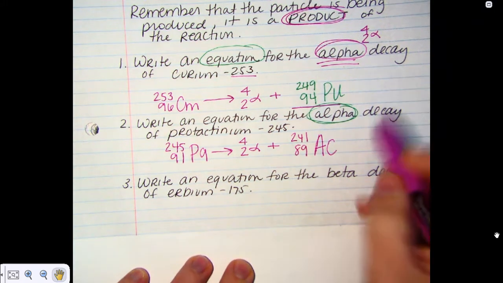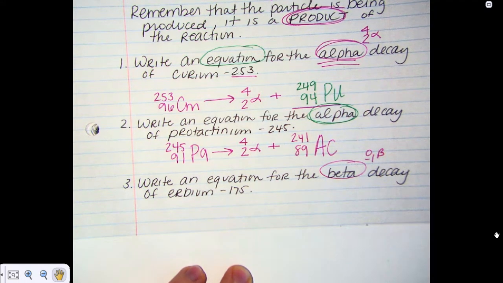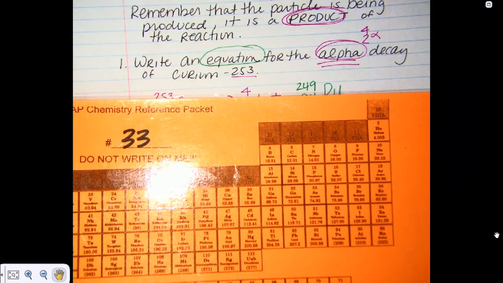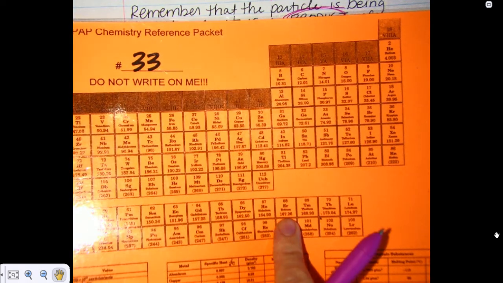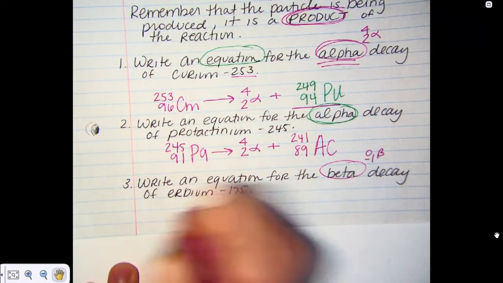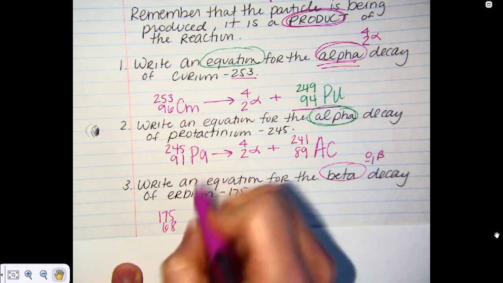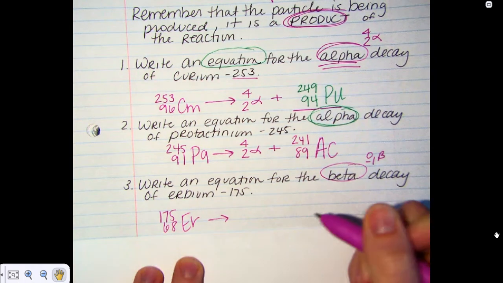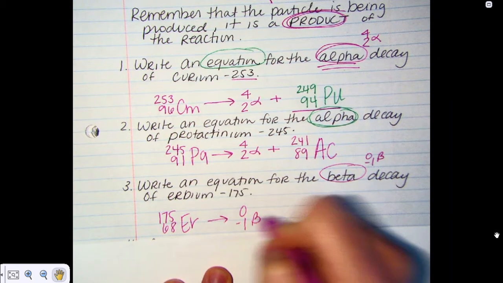All right, now, write the equation for beta decay of erbium 175. So now we're talking beta, 0 over -1 beta. All right. Erbium 175. So let's go to the periodic table. Let's find erbium. Okay, right here. Erbium has 68 protons. So 175 over 68. My symbol for erbium is Er. Arrow. Okay. Beta. 0 over -1 beta.